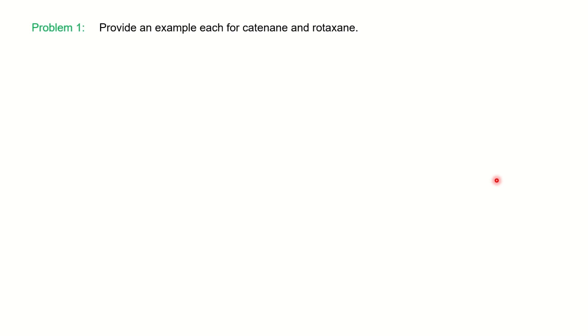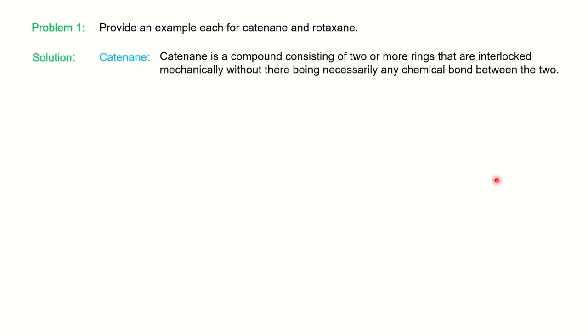Provide an example each for catenane and rotaxane. The problem is taken from the M.Sc previous year question paper. So first we will see what is catenane. Catenane is a compound consisting of two or more rings that are interlocked mechanically without there being necessarily any chemical bond between the two.